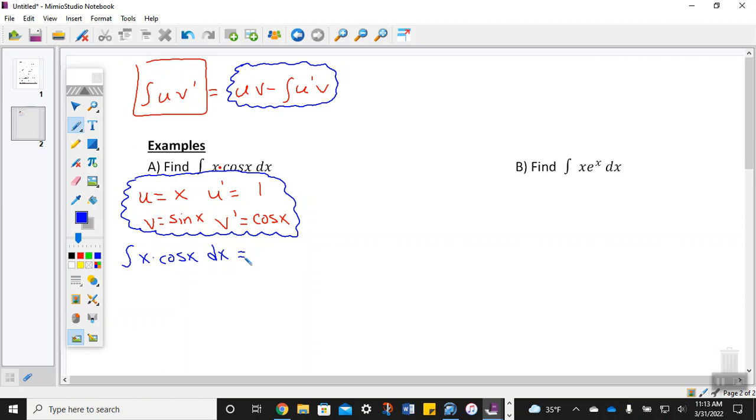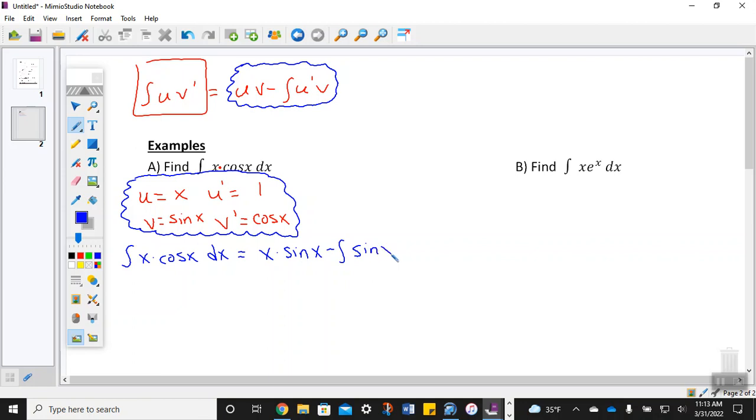Yep. So we're at this part right here, up top, u times v. It's going to equal, u is x, v is what? Okay, this is going to equal x times the sine of x. Okay, then minus what? Of? Okay, integral of u prime times v, right, Maddie? And 1 times the sine of x is just simply going to be the sine of x.